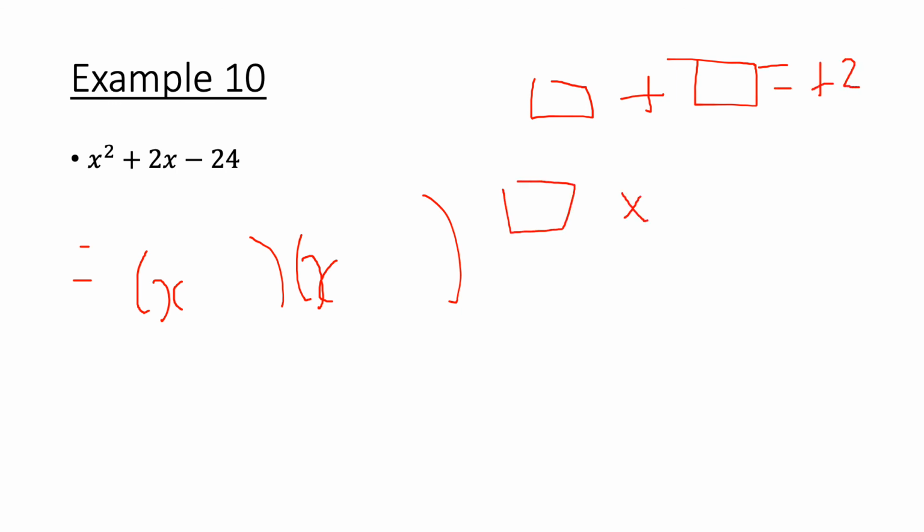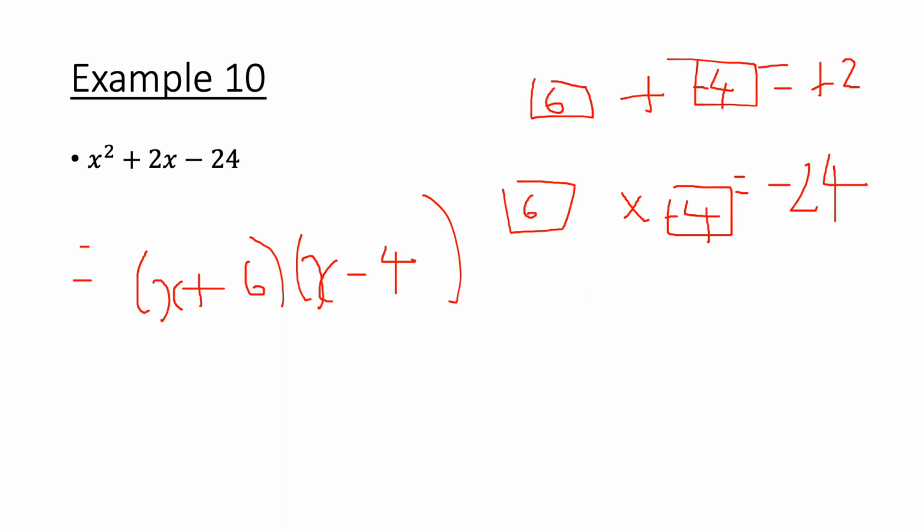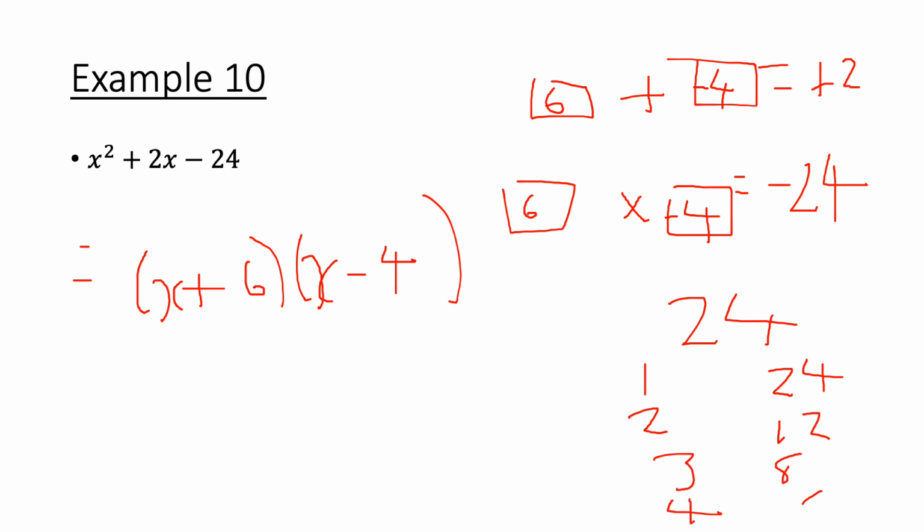Again, factors of 24. Well, it's going to be plus 6 minus 4. So 6 plus minus 4 gives me 2, and then 6 times negative 4 is minus 24. So my answer is x plus 6 times x minus 4. The factors of 24, I'll put them here quickly: 2 and 12, 3 and 8, and then 4 and 6. So that one made our answer, plus 6 minus 4.